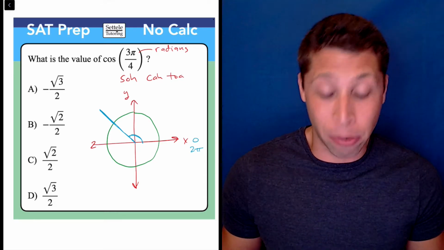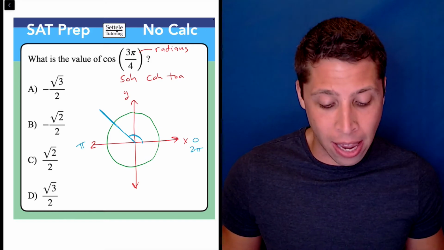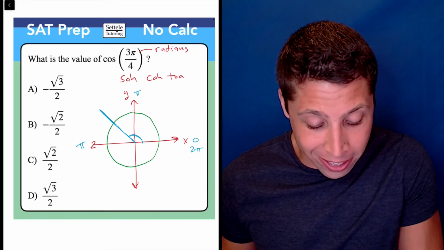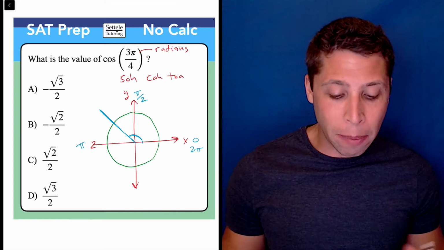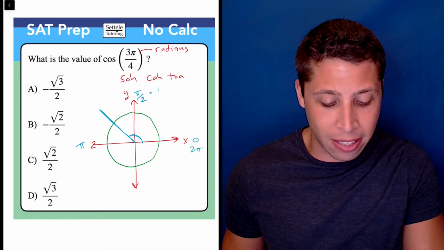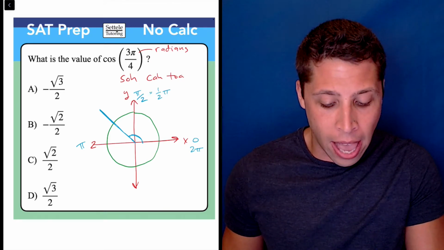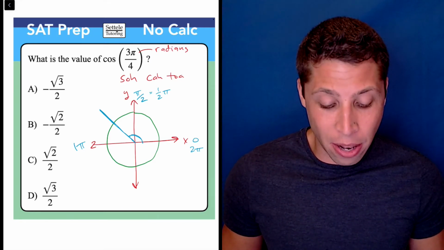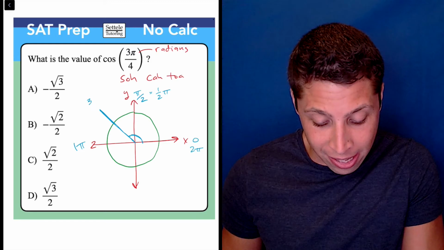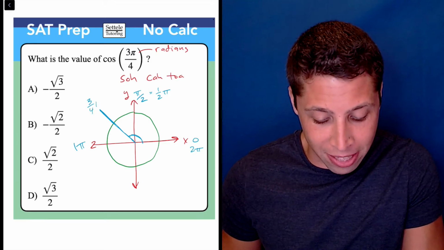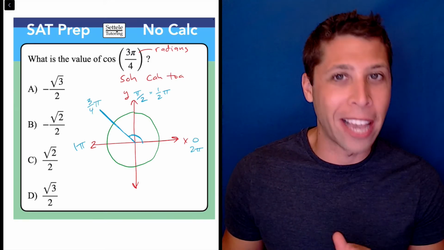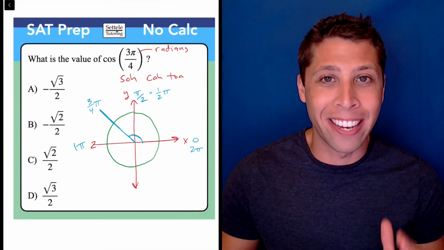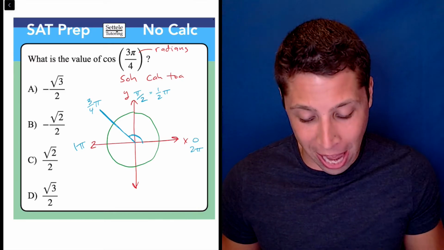So that means halfway around would be over here, that's pi. Half of that would be up here, that's pi over 2. And if we think about it in terms of fractions, that really is the same as half of pi. And if 1 pi is over here, half of pi is at the top, then 3/4 of pi is somewhere over here. Okay, so let's not get into the specifics of what the angle means quite yet, but let's just admit that it's in that second quadrant, okay?